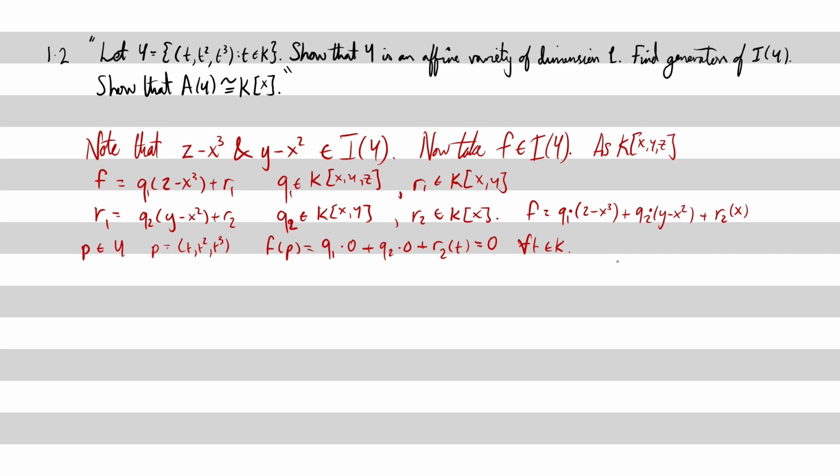It is one of the premises of algebraic geometry that we're working over an algebraically closed field, and therefore algebraic closure implies that it's infinite, which then implies the following result. As r2(t) equals 0 for all t in k, it implies r2 is just equal to 0.